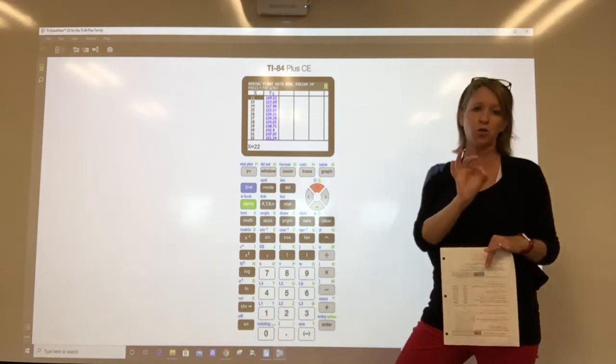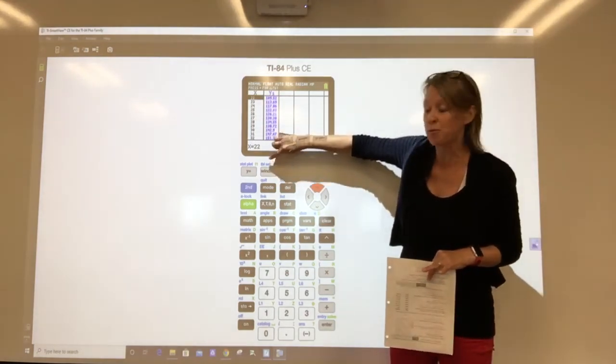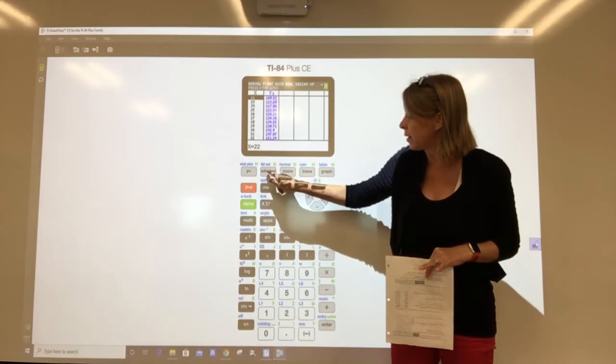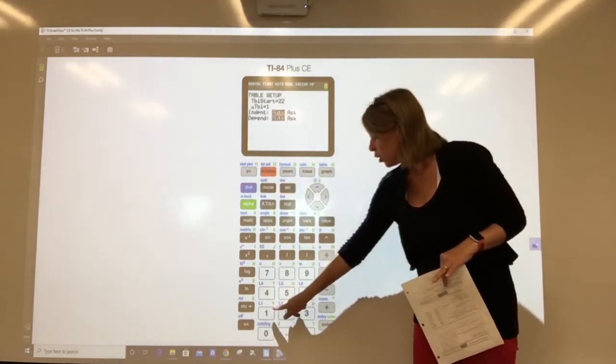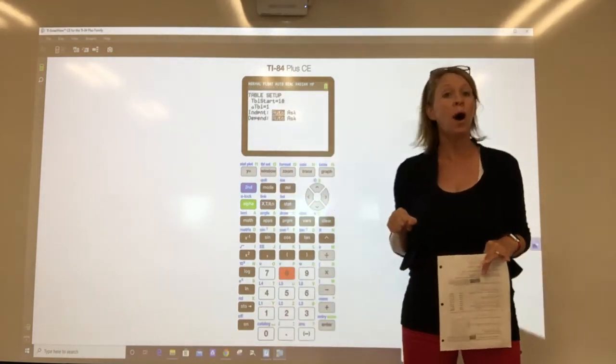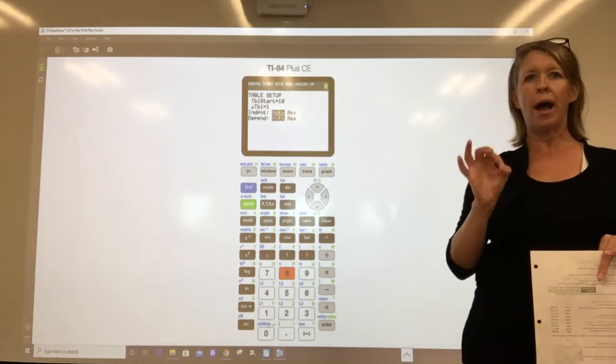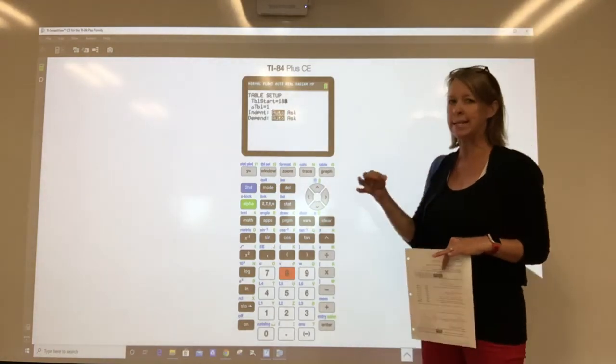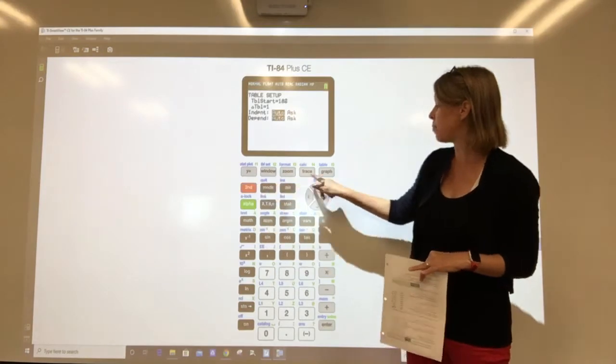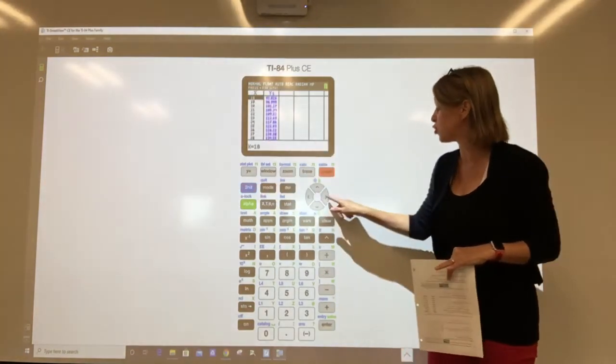Now I'm pretty close to 18, I could probably just scroll there if this will let me. But a feature that's great is this table setup feature. You can hit the second button followed by the window key. You can control where you want to start your table out at. So let's start it out at 18, and then we'll go into the table, second graph. That way it has jumped right there for us.